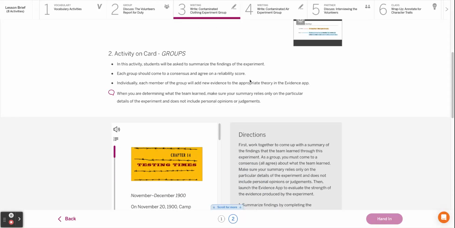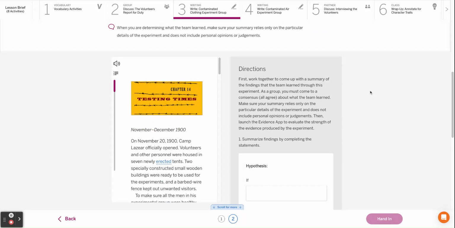So you are going to summarize the findings of your experiment, agree on the consensus, you're going to agree on the reliability of the experiment. So how reliable was the experiment? Did it include things it needed to include? Did it include things it didn't need to include? Was this part necessary and this part unnecessary? You are going to think about any new evidence, and you can add it in the evidence app.